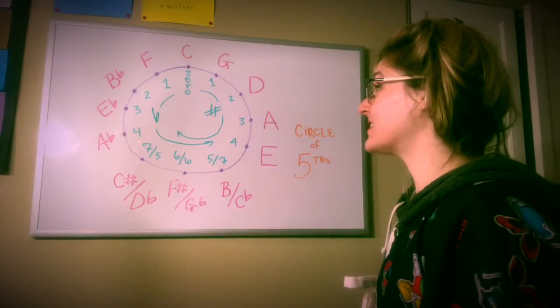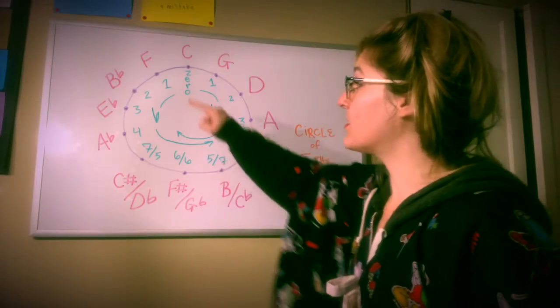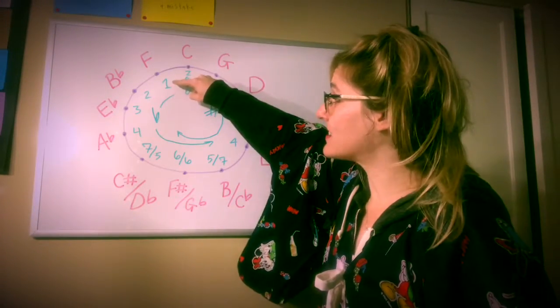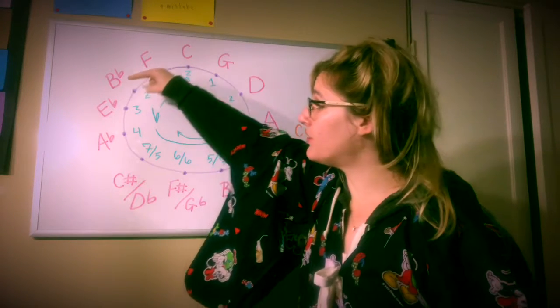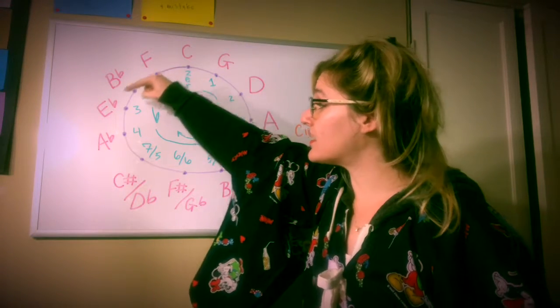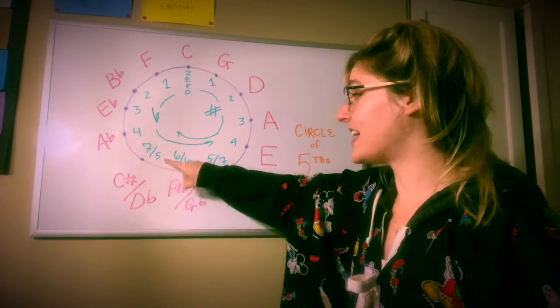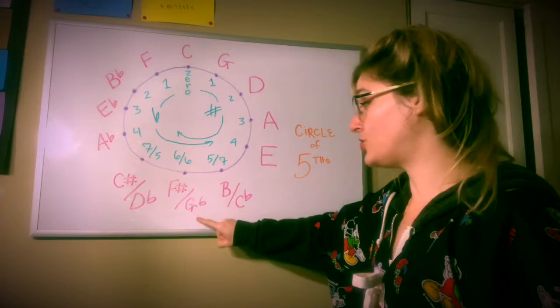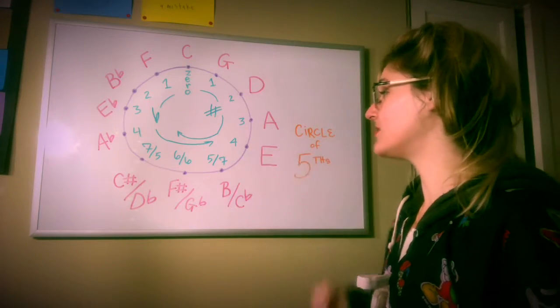Our flat key signatures move around the circle of fifths going this way. The key of F has 1 flat. The key of B flat has 2 flats. The key of E flat has 3 flats. The key of A flat has 4 flats. The key of D flat has 5 flats. The key of G flat has 6 flats. And the key of C flat has 7 flats.